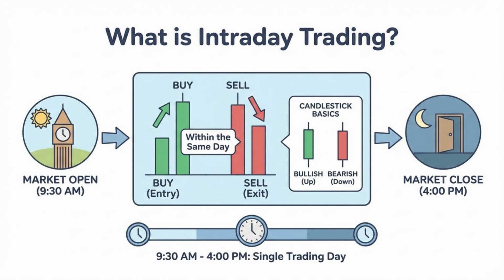Traders aim to take advantage of short-term price movements, entering a trade by buying or entry when they expect prices to rise, and exiting by selling, or selling first and buying back later if they expect prices to fall. Candlestick charts are commonly used in intraday trading, where green or bullish candles indicate upward price movement and red or bearish candles indicate downward movement.